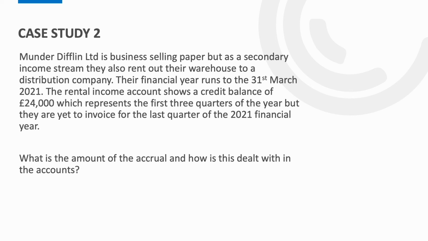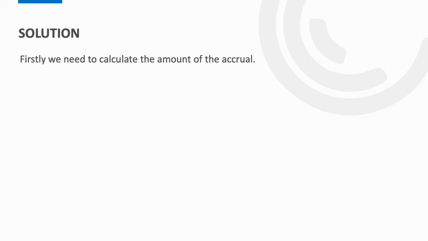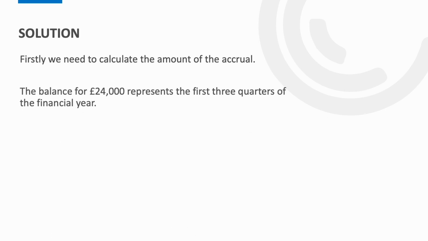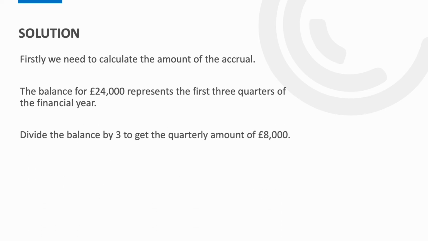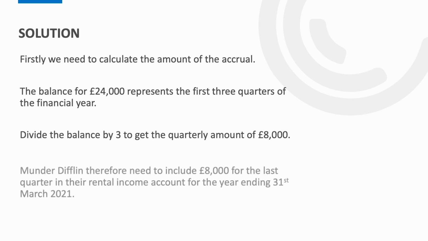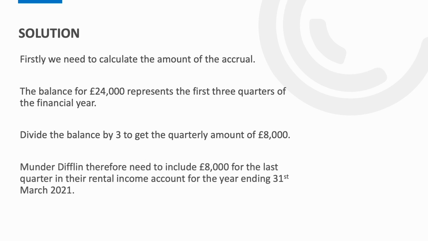Firstly, we need to calculate the amount to be accrued. The balance for £24,000 represents the first 3 quarters of the financial year. So if we divide this by 3, we get the quarterly amount of rent that's being charged. Therefore, £24,000 divided by 3 gives us a quarterly amount of £8,000. The business therefore needs to include £8,000 in their rental income account for the year ending the 31st of March 2021. Let's have a look at how we record this.